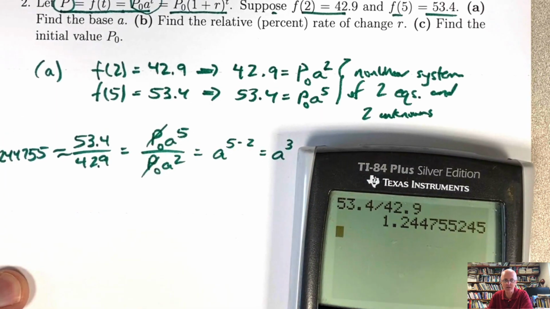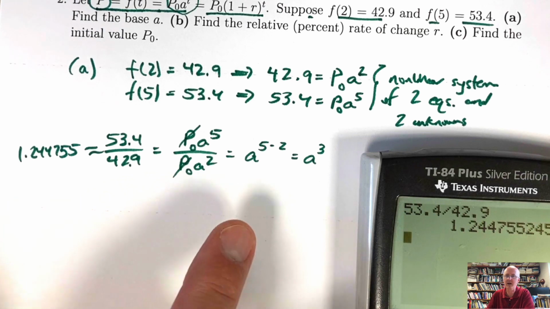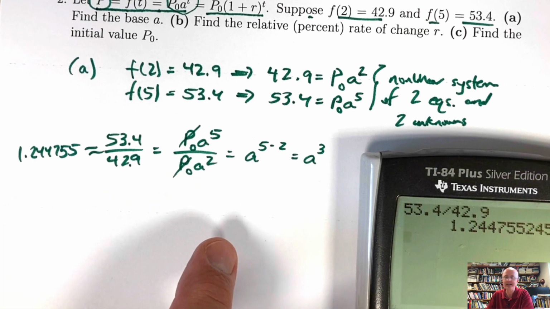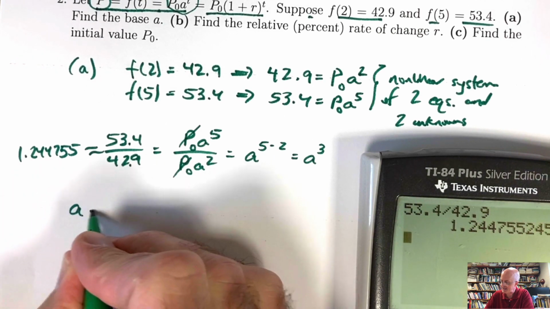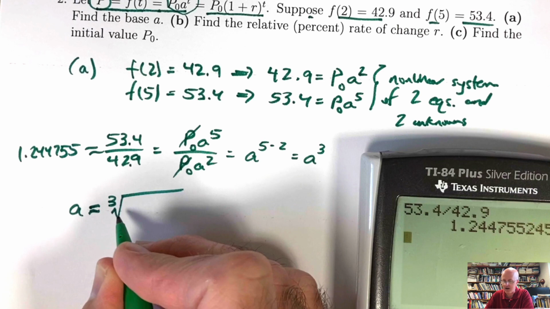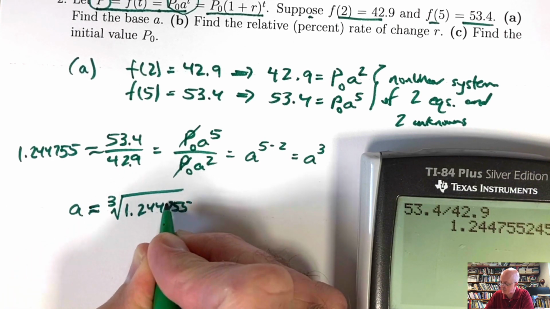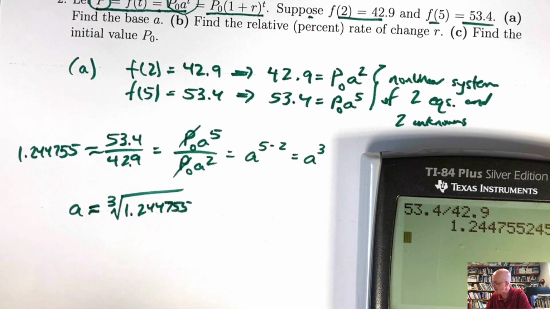1.244755. Okay, so that number equals a to the 3rd power. How do you solve such an equation for a? Take the cube root of both sides. That's what to do. A is going to be approximately the cube root of 1.244755. But wait a minute, do we have a cube root function on our calculator?